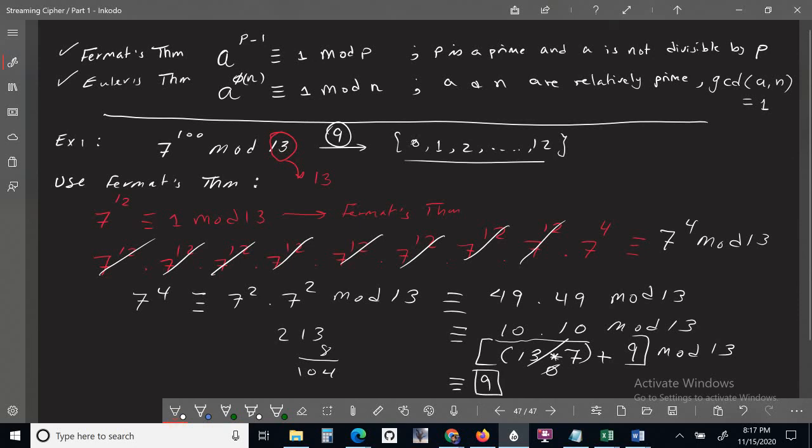As you can see in this example, I was able to demonstrate how we can use Fermat's theorem to simplify exponentiation expressions using this technique.